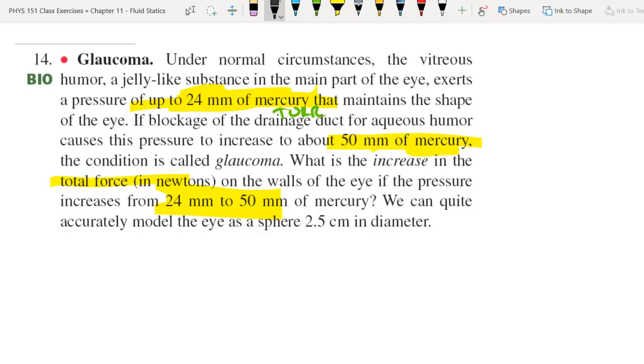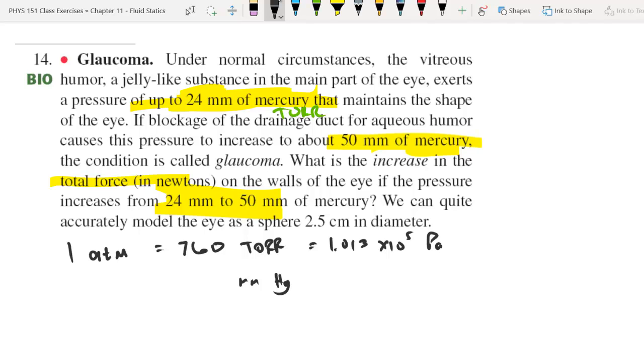So, first off, let's write out some of our conversions with pressure. 1 atmosphere of pressure is the same as 760 torr, or 760 millimeters of mercury, millimeters Hg. Hg is mercury, right? And this is also equal to 1.013 times 10 to the fifth pascals, and the units of pascals are typically what you use in physics.